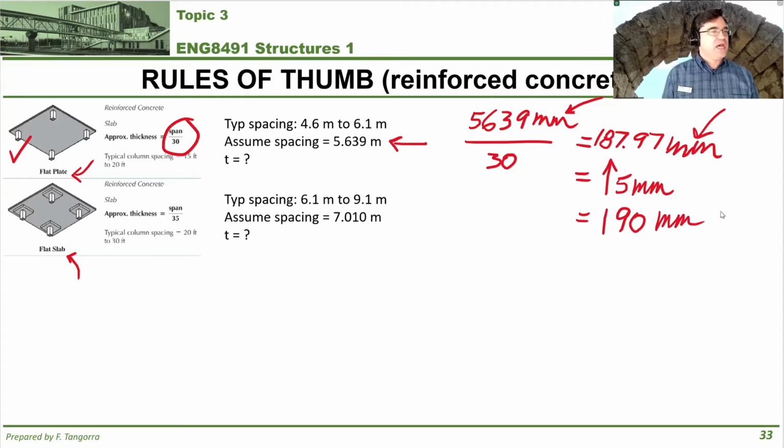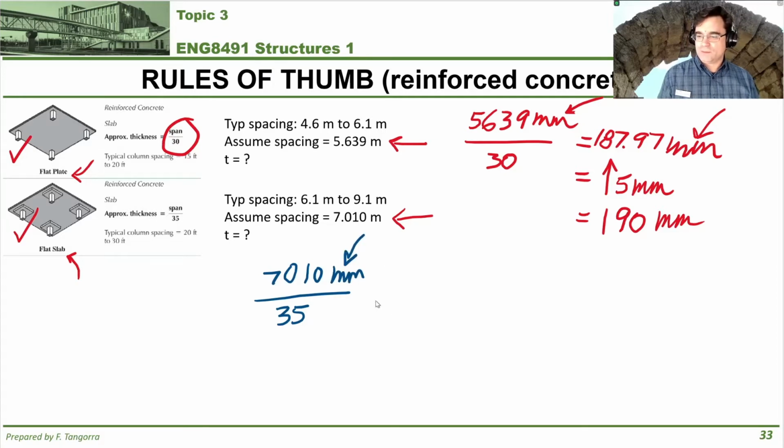Okay. So now let's repeat this, but let's do it for a flat slab type construction. We're going to assume a spacing that's been given to you of 7,010 millimeters or 7.01 meters. The rule of thumb in this case, I'll do it in blue, is going to be the span divided by 35. So that means that you're allowed to get a slightly thinner slab. So 7,010 millimeters, right? Remember that with these rules of thumb, whatever unit we use here is going to be the same unit we get for our answer.